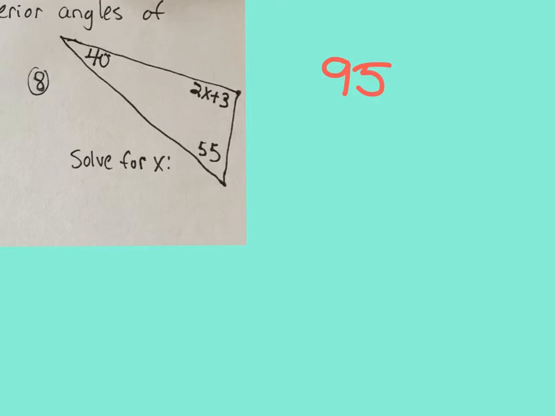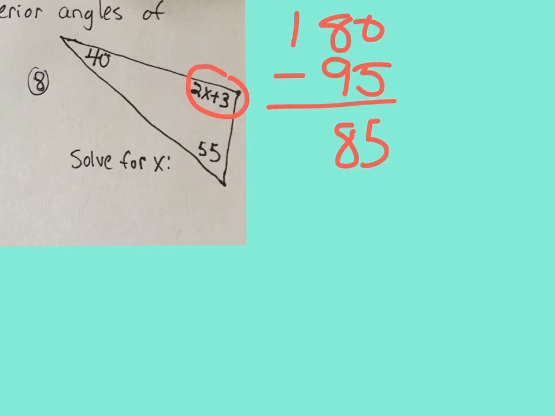And we know all 3 angles would have to add up to 180. So what is left for this angle? Let's subtract. So 180 minus 95 would leave us with 85. So we know that this angle has to be 85 degrees, because 85 plus 55 plus 40 would equal 180 degrees. All right, so now we can solve it using algebra. We can set 2x plus 3 equal to 85. So 2x plus 3 equals 85 degrees.